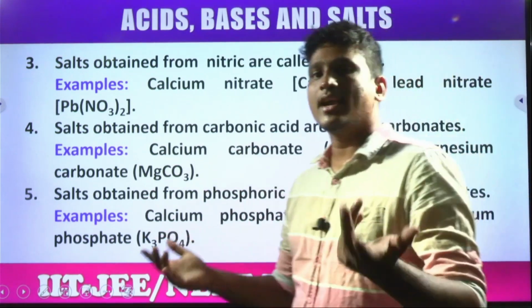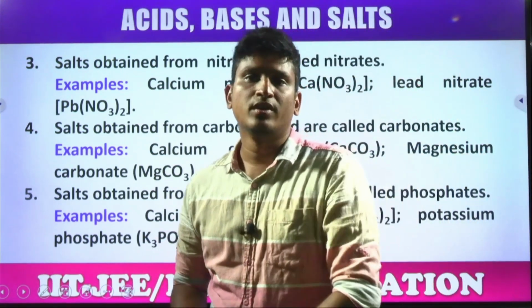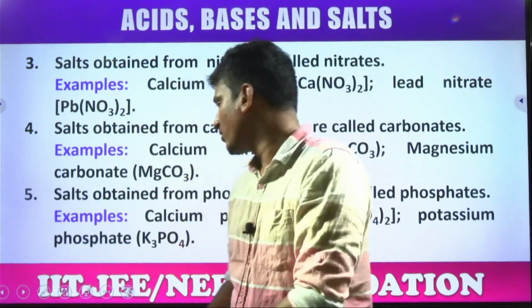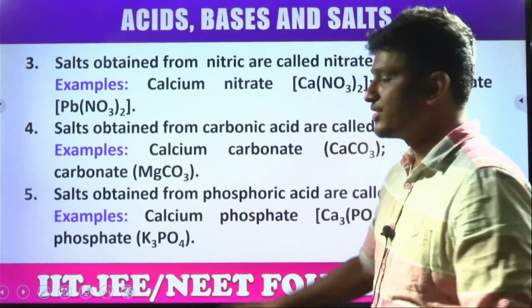From phosphoric acid, what is the radical present in phosphoric acid? H3PO4. PO4 minus 3, phosphate, yes or no? So we have calcium phosphate and potassium phosphate.